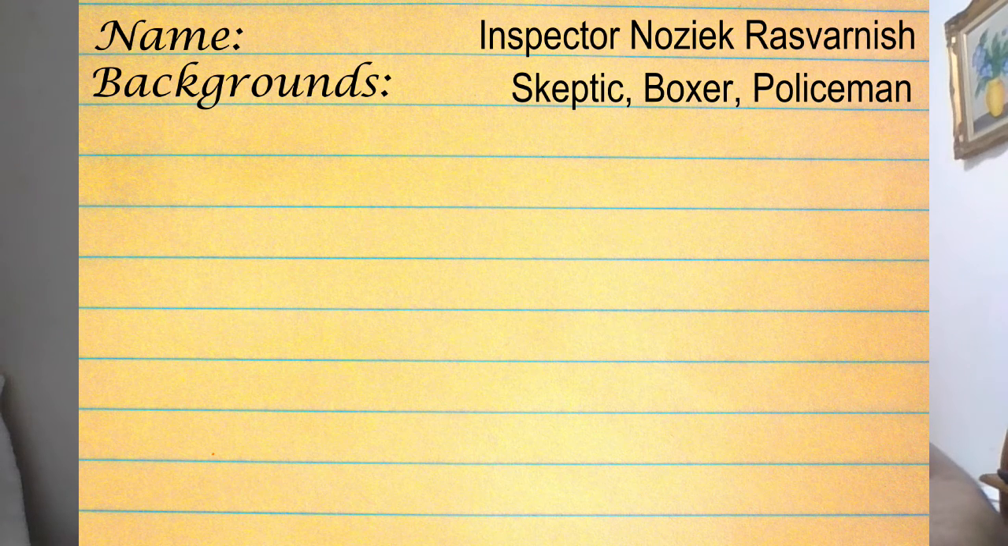So on to backgrounds. A character's background is how his past influences who he is. It's his story, how his life experiences, skills, upbringing, and choices he made make him who he is now. To do this, you're gonna have to think of 3 nouns. These will be keywords. The keywords for Inspector Nozick's background are skeptic, boxer, and policeman. Now write a paragraph describing your character's past using all of the keywords in them.